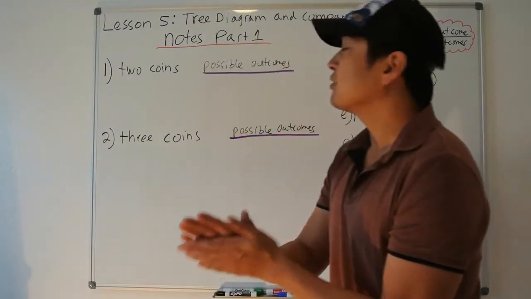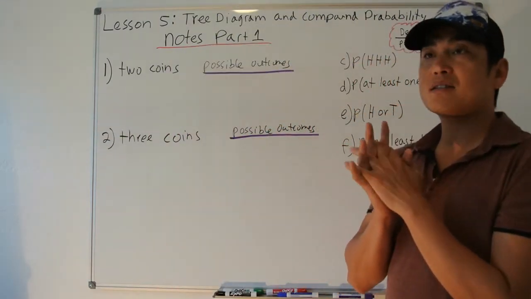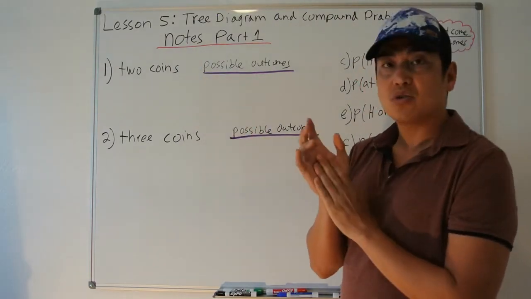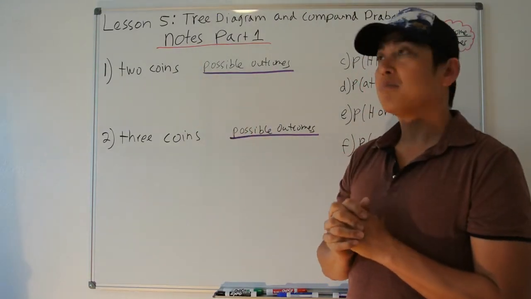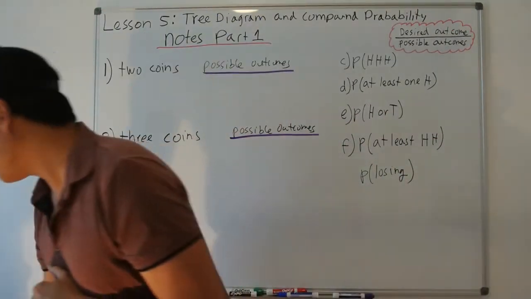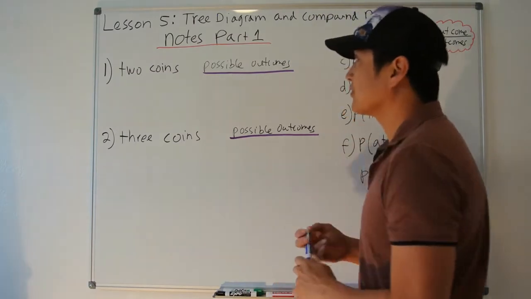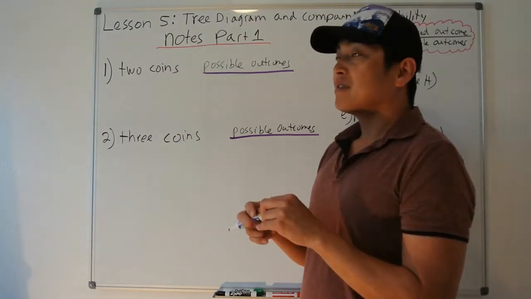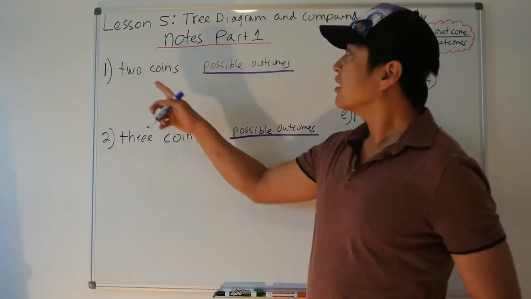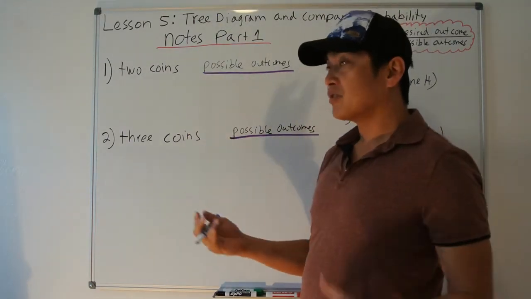Regarding the notes, I know the last lesson we did an area model regarding 2 coins. I'm going to show you how to get the same results by doing a tree diagram. By the way, you're not going to need any coins today. We're not tossing anything. We're just going to pretend we're tossing 2 coins.